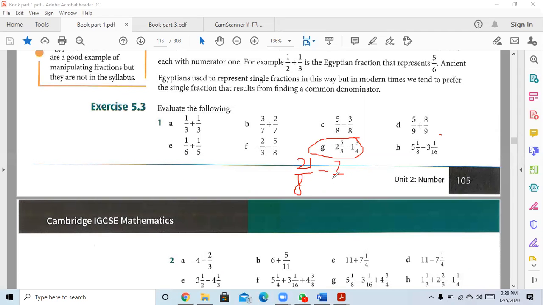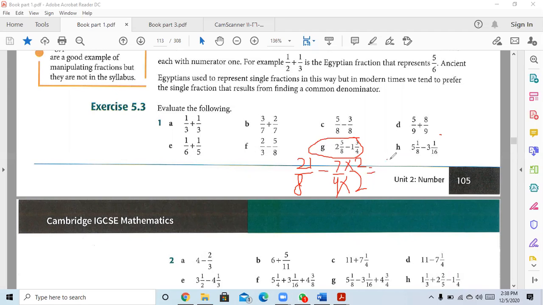7 by 4. Okay, so I need to make these denominators same. So here is 8, here is 4. 4, how many times equal to 8? I multiply by 2 here because it's easy, no need to do LCM, okay? Because question number 2 is where we use LCM, which is important. Like 2 multiplied by 7 equal to 14.